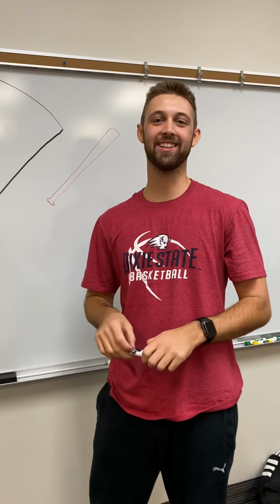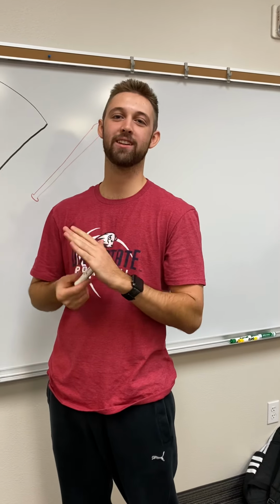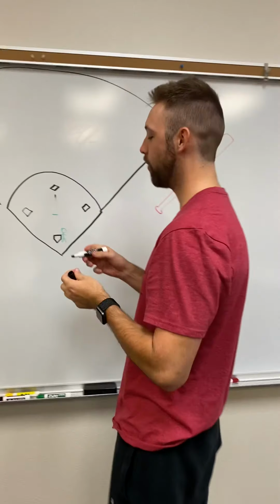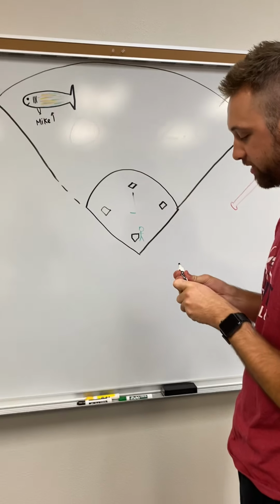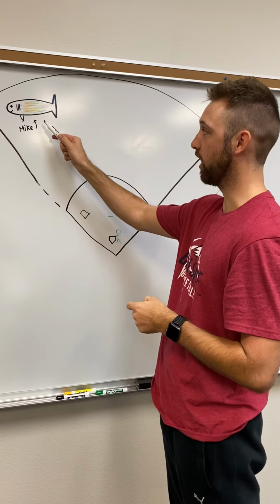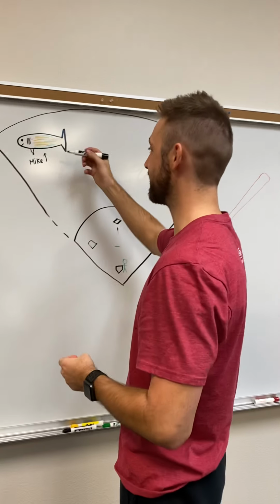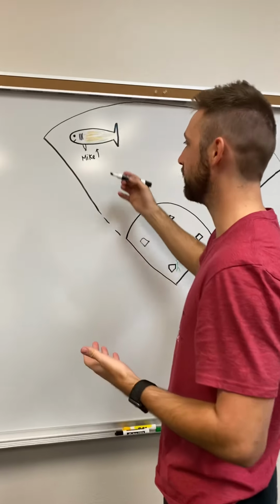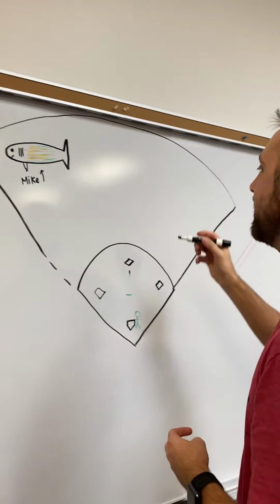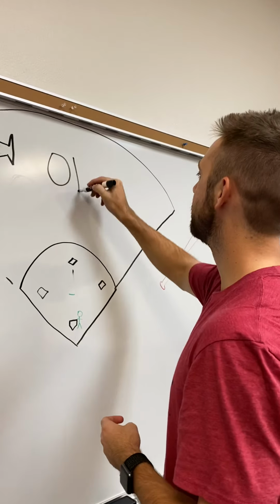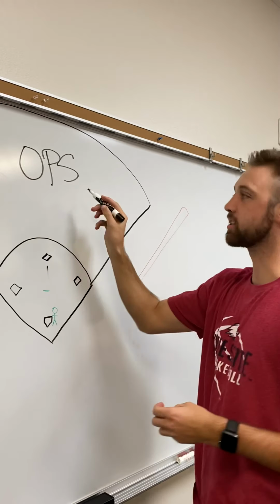Hi, I'm Braden, and today we're going to talk about OPS and RBIs and how they apply to baseball and statistics. So one guy in the MLB who hits a lot of baseballs is Mike Trout. We don't know how to draw Mike Trout, so we drew a fish, because trout, rainbow trout, it all works together. So OPS is on base plus slugging.